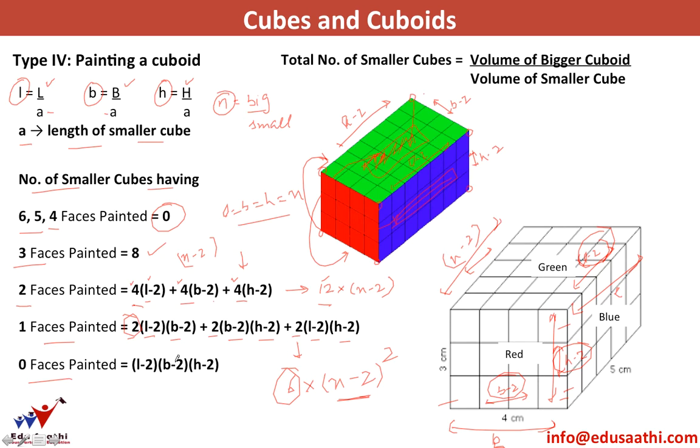Now, zero faces painted, in case of a cube we had n minus 2 whole cube. Here n once is replaced by l, so I have l minus 2, once by b, so I have b minus 2, and once by h, so I have h minus 2. So it's a memory tool. Basically, we are just removing the outer crust here also, and if you got the logic in cubes, you will have no difficulty in comprehending this. The total number of smaller cubes, the formula remains same, the volume of the bigger cuboid here instead of the cube, divided by the volume of the smaller cube.